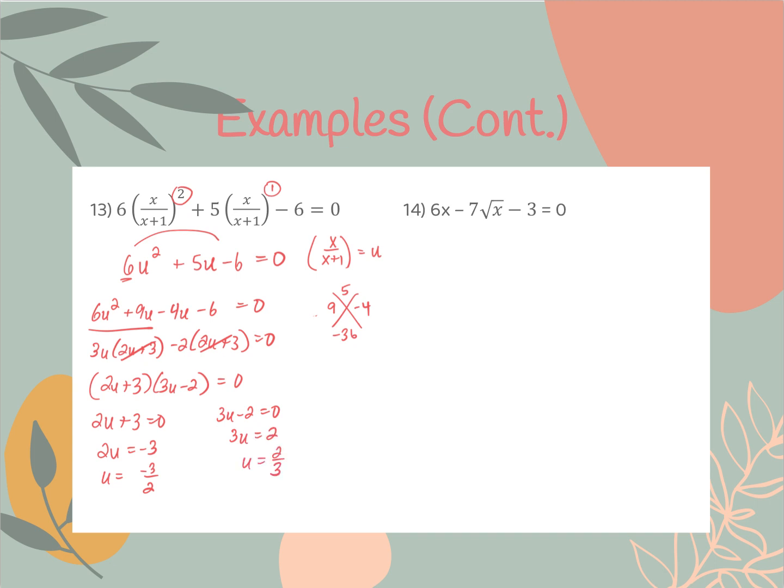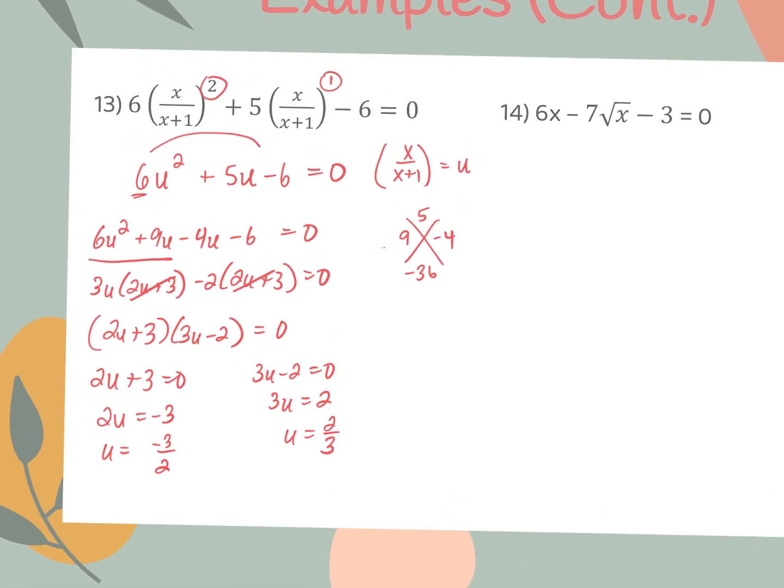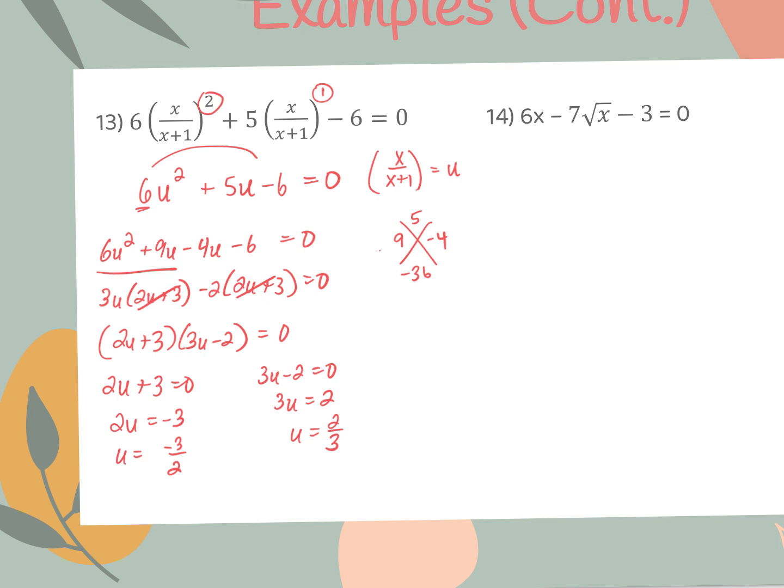So now that I've gotten to here, I've figured out what u is, but remember that u is not what I'm looking for, right? I'm looking for x. And so I have to substitute back into this problem what x is, or I have to sub x back in. So I know that u is equivalent to x over x plus 1. So x over x plus 1 equals negative 3/2.